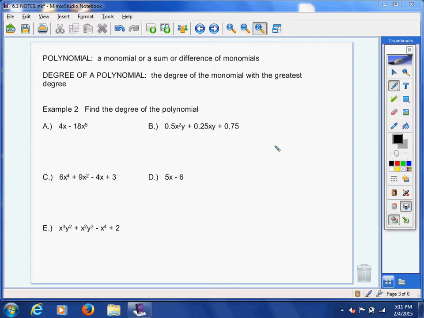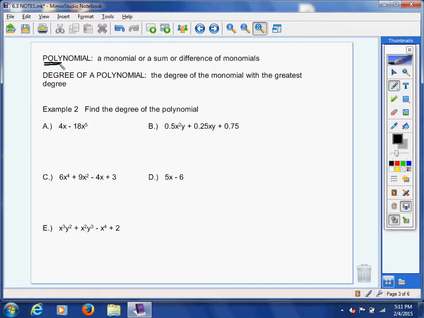Remember, in example 1, we found the degree of a monomial. We learned what that was and found the degree. I taught you how to do that. Today, example 2, we're going to find the degree of any polynomial. Now, you're probably wondering, what in the world is a polynomial? It's a very strange word.